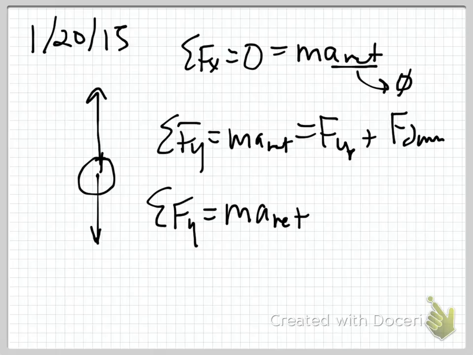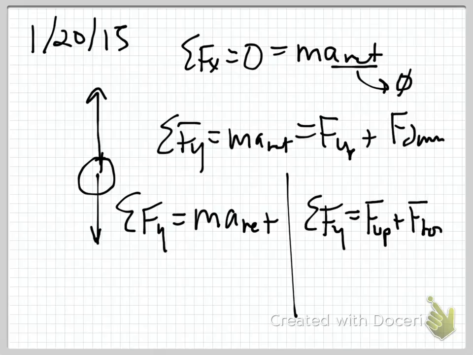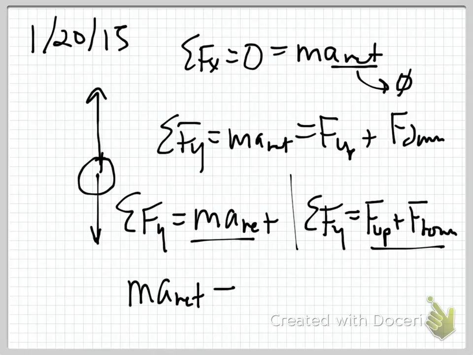The other thing that we're saying, and this is a separate idea, is that the sum of forces on the y in these problems is equal to the force up plus the force down. So these are two separate ideas, but because the sum of forces on the y is equal to both of these things, then guess what we can do? We can set them equal. So what we're really doing is saying, oh, well, ma net equals the force up plus the force down. So that's really what we're doing here.